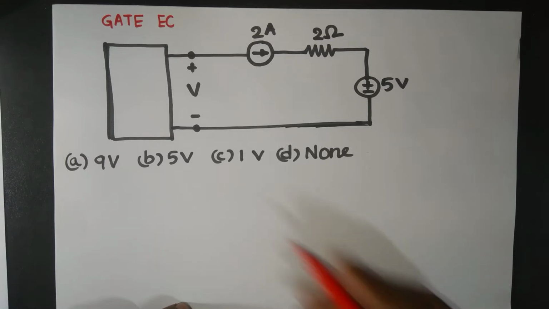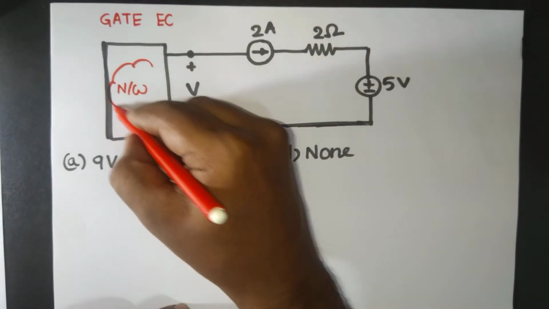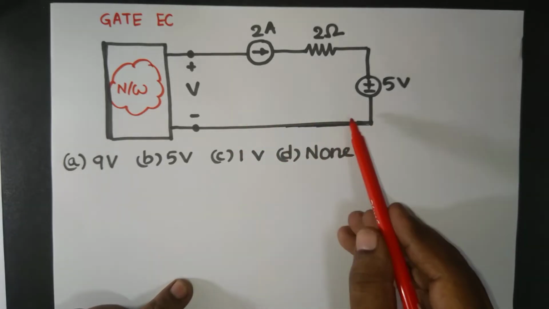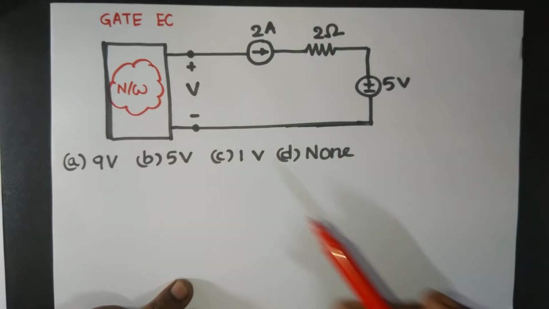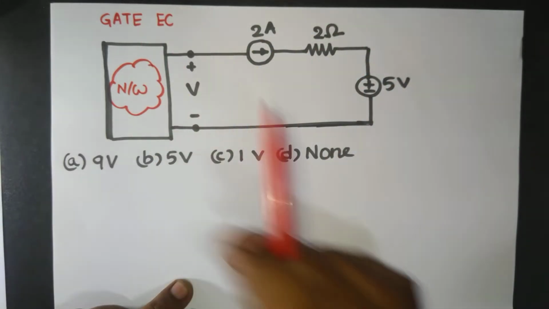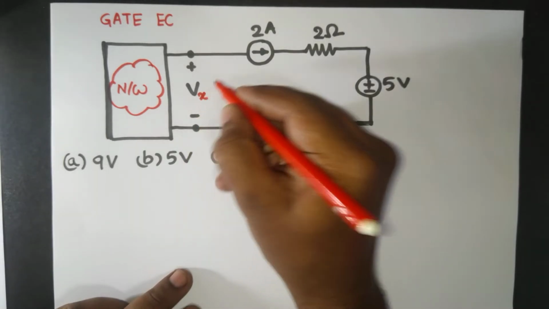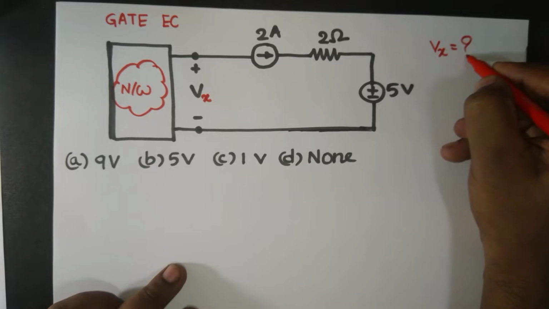Here we have a simple GATE problem asked in the EC branch. So here we have a network. This is your network. Now the other end of this network is given like this. This is the other network, connected next to this network. Now the question is, find V sub x.